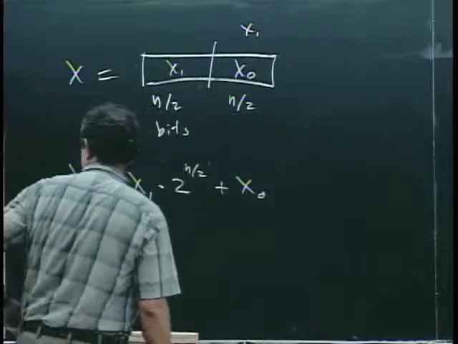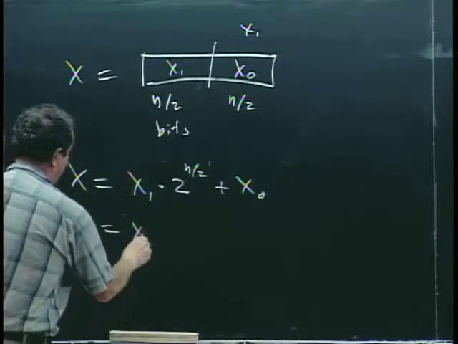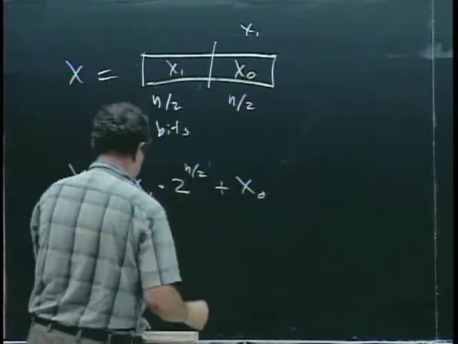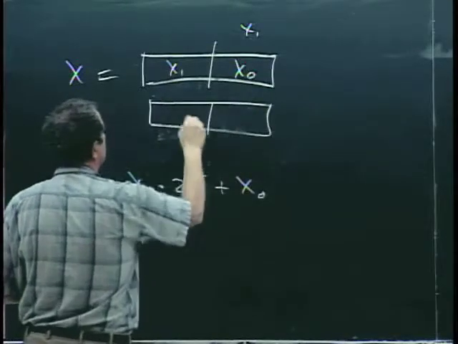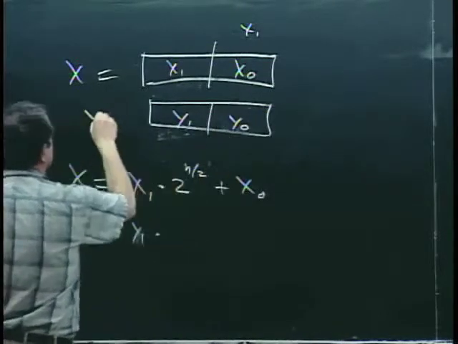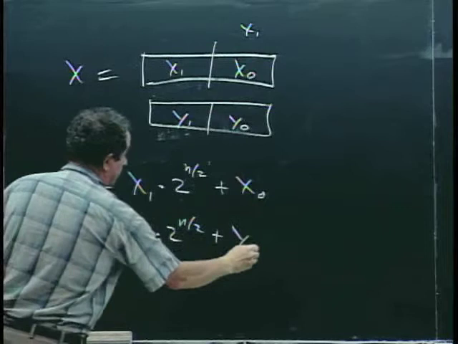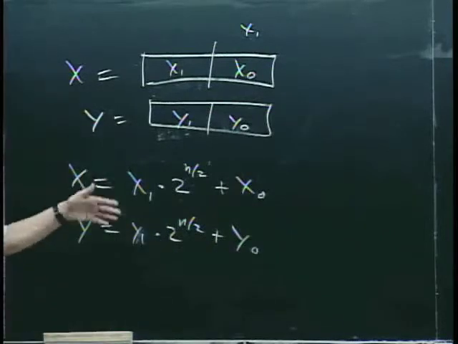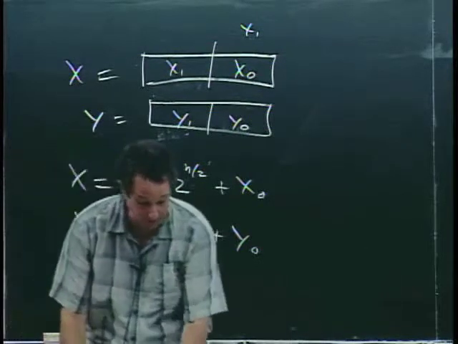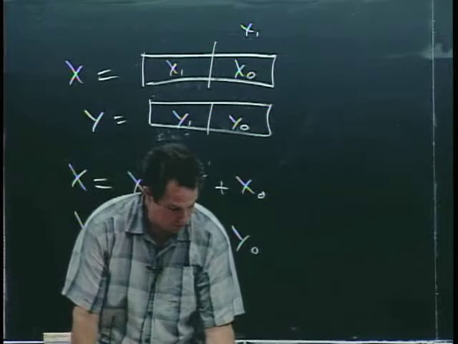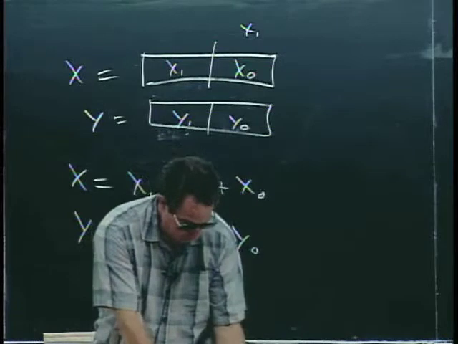And if we want to multiply x times y, we're going to look at y in the same way. We're going to have a y1, y0, and y is y1 times 2 to the n over 2 plus y0. So we can think of x and y in that way. So far we haven't done anything, just expressed x and y in those terms. Okay.